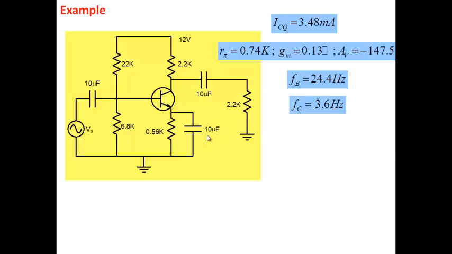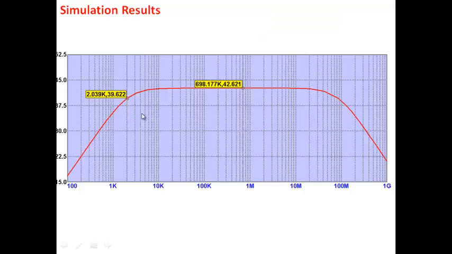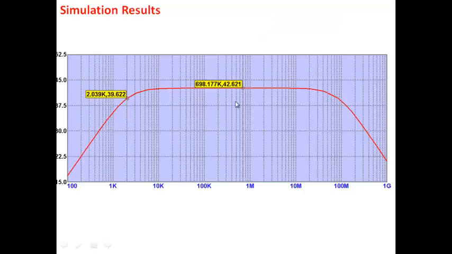If I calculate due to this one, any guesses? Larger or smaller? 2.18 kilohertz. And therefore, my lower cutoff frequency is simply this, 2.18 kilohertz. Okay? And when I actually go and do the simulation of this one, I find 2.039. The calculated value is 2.18, the actual value is 2.03. Pretty close to what we've just calculated here.